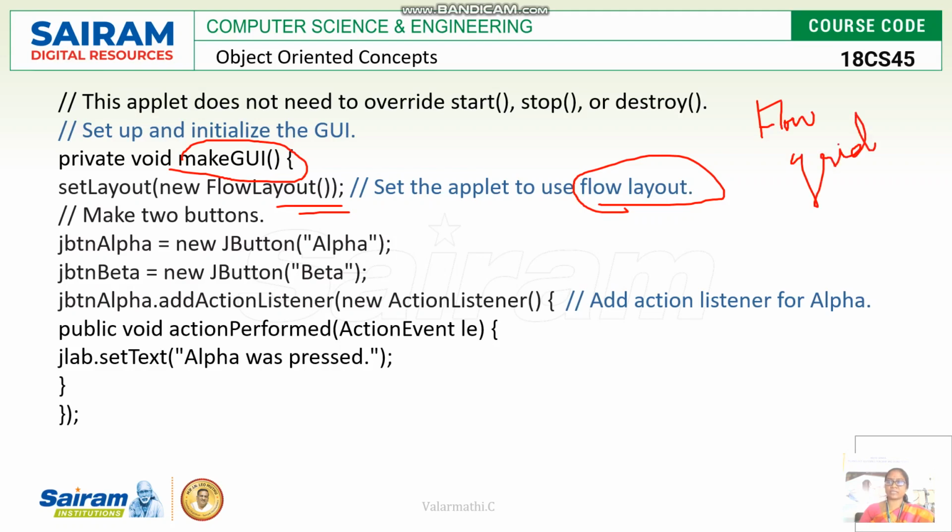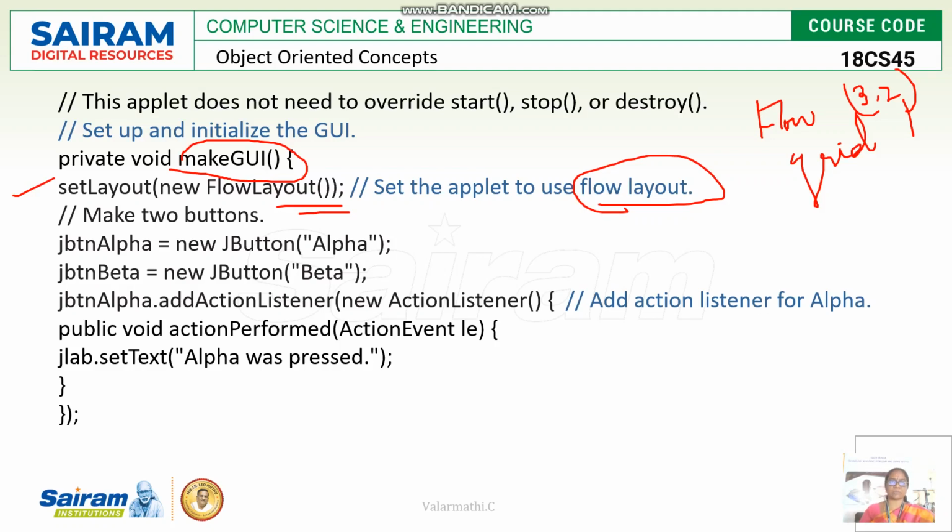Grid layout is nothing but it makes the entire window into a number of grids, based on the number of rows and columns. For example, it makes the entire window into 3 columns and 2 rows. Like that, it will be divided into a number of grids. Likewise, this flow layout, grid layout, and the 2 other layouts are defined in the applet concepts and also in swing concepts.